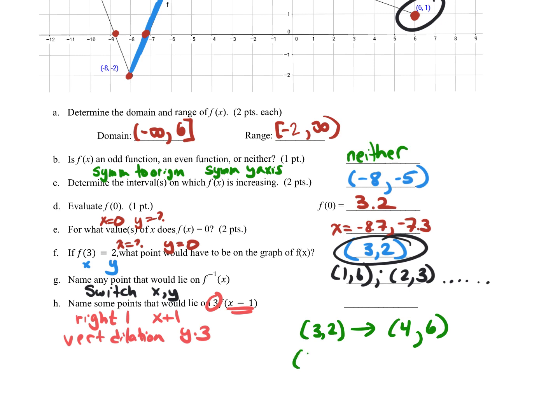If I did another point on the graph, say (6, 1). If I added 1 to 6, I get 7. If I multiplied 1 by 3, I get 3. So I could literally do this for as many points as I want. So this is a general idea of what a graph problem would look like, and this is one that you would be for sure to see on your exam.